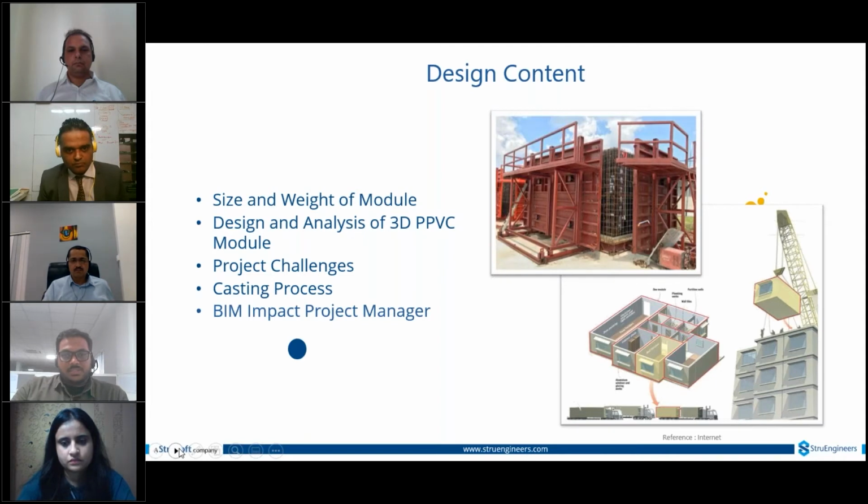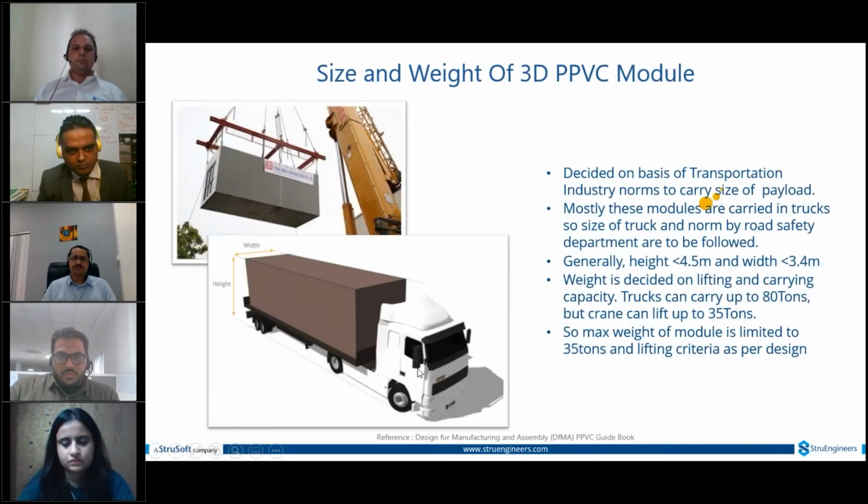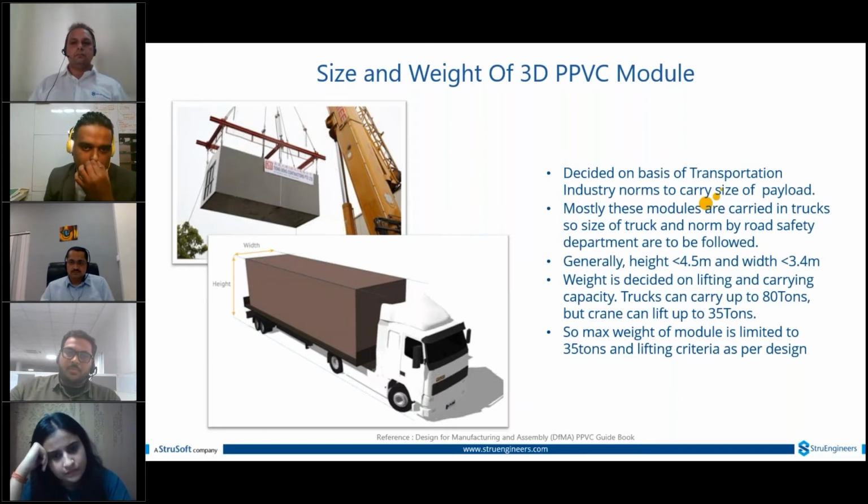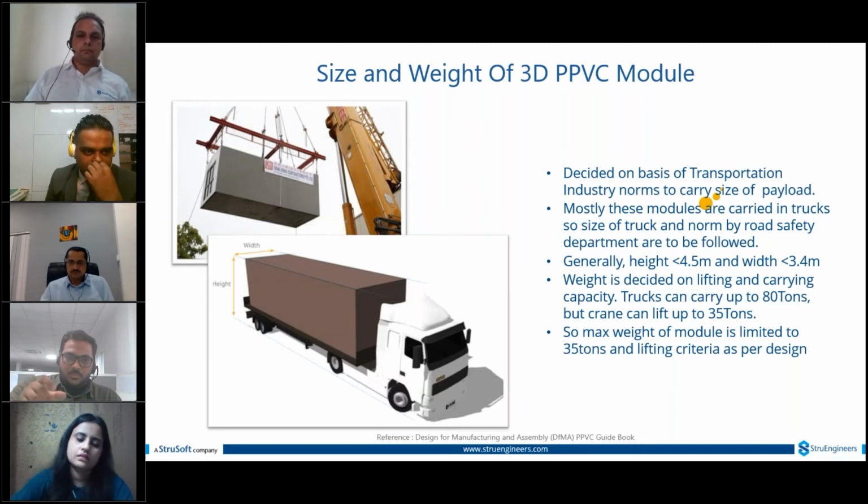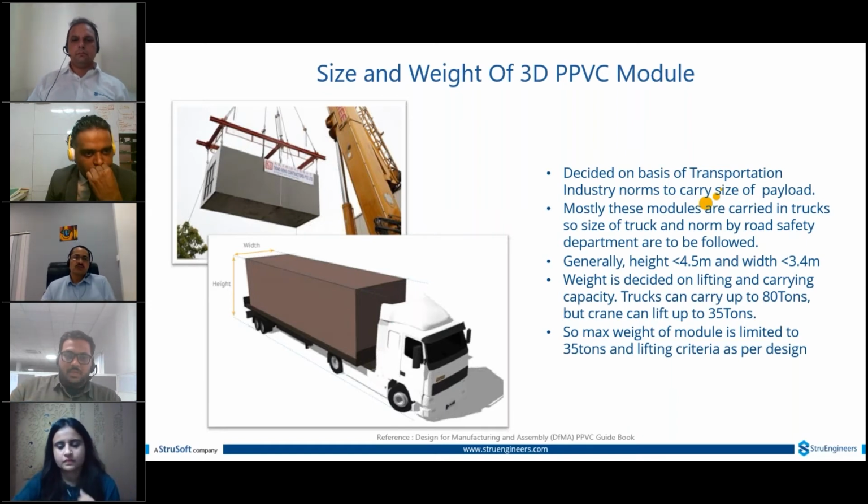Starting with the size and weight of the module. In normal precast or any in situ part, the architect decides the sizes of the rooms and everything. But here, transportation is the main issue for the whole module. It is decided by how the module will be transported from the manufacturing plant to the site. Basically, trucks are used.